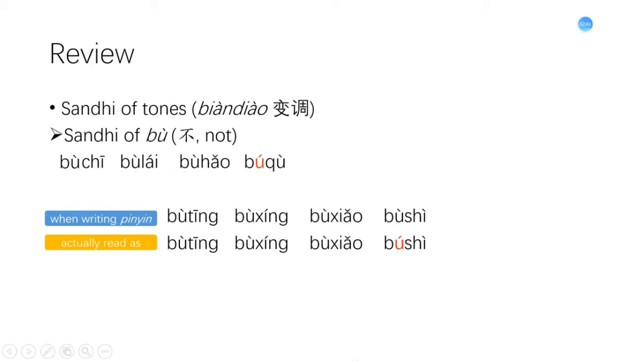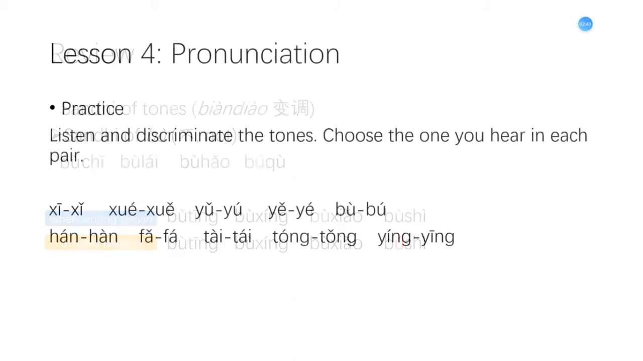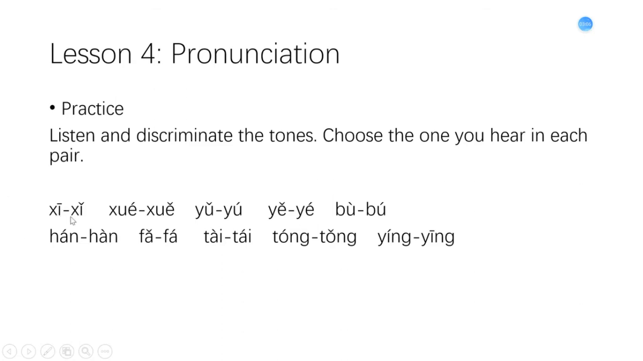Okay, so let's do some pronunciation exercises of lesson 4. So the first one is still about the tone practice. So please listen carefully and discriminate the tones. Choose the one you hear in each pair. As you can see, there are several pairs, and each pair has two syllables. The only difference between these two syllables is the tones. You can see like this one, xi and xi.